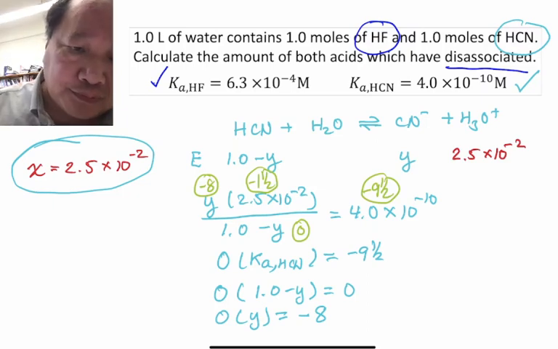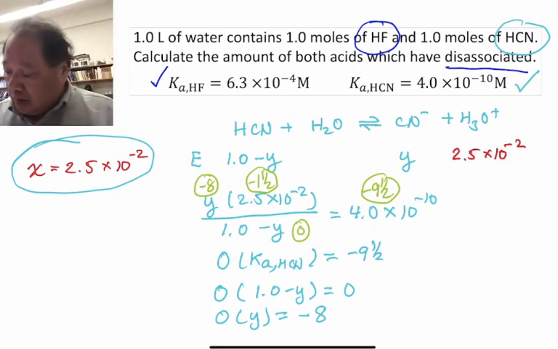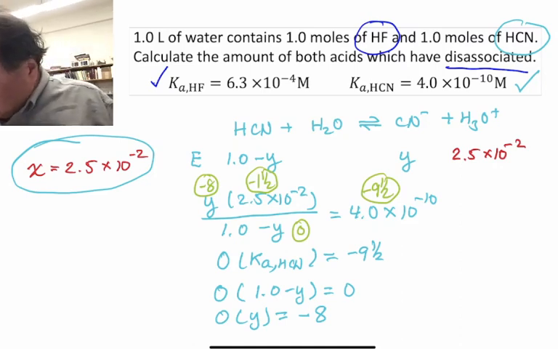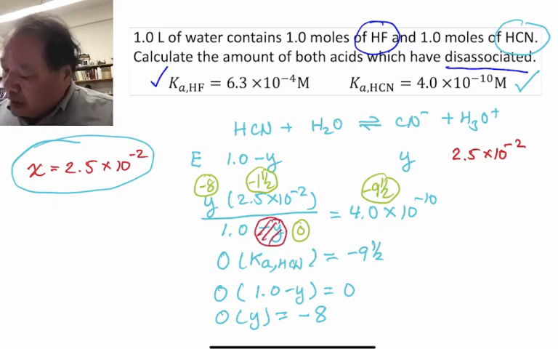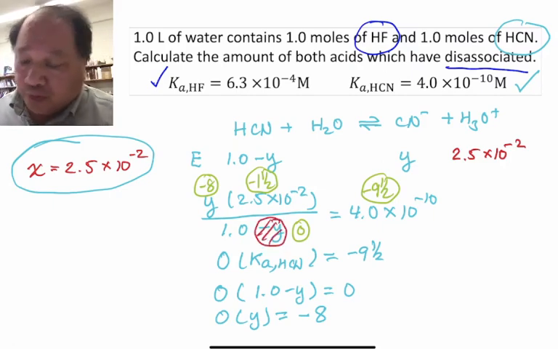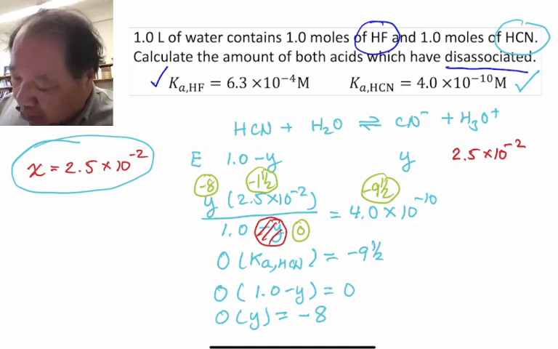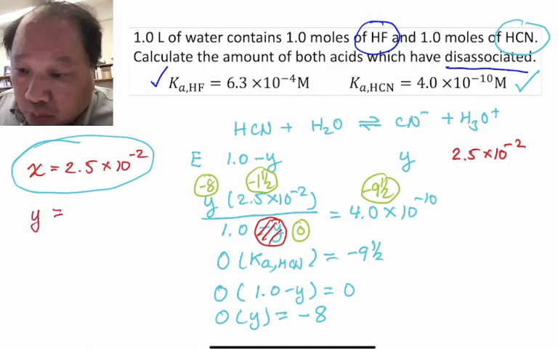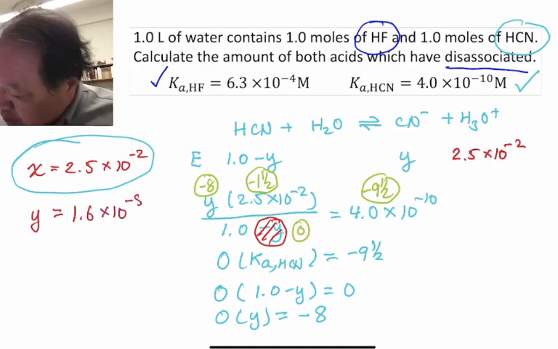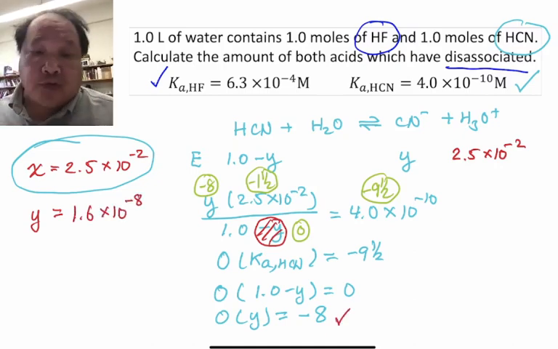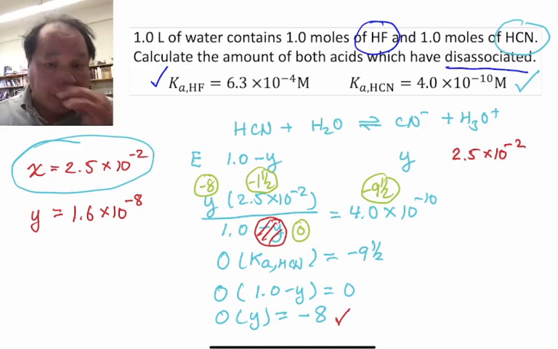And now see if you can, with this information, solve for the value of Y. Pause the video, please. So once again, Y is a very tiny number. It's of the order of 10 to the minus 8. It can be ignored in this denominator. If we ignore the Y in the denominator, we can directly solve for Y, and we find out that Y is equal to 1.6 times 10 to the minus 8, which is, as predicted, order of magnitude negative 8.